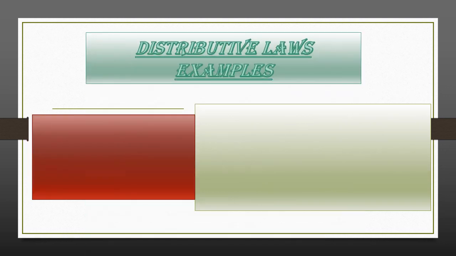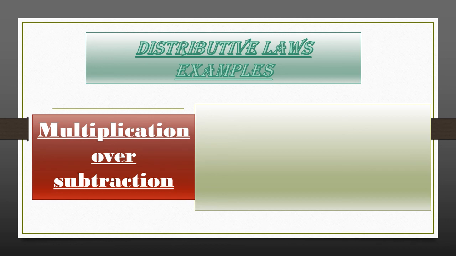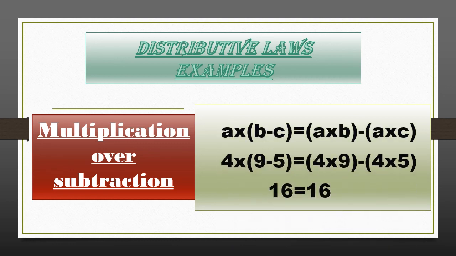Consider the other example of distributive law, multiplication over subtraction. Suppose we have three numbers, A is 4, B is 9, C is 5. Put these three numbers in the multiplication over subtraction property. It states that you can first subtract the number and then multiply, or you can multiply and then subtract as shown below. It gives the same result.